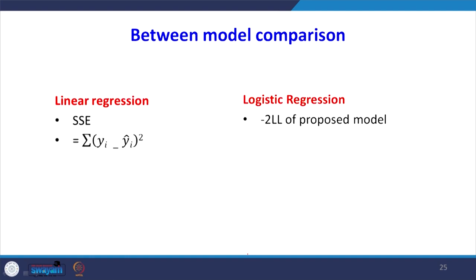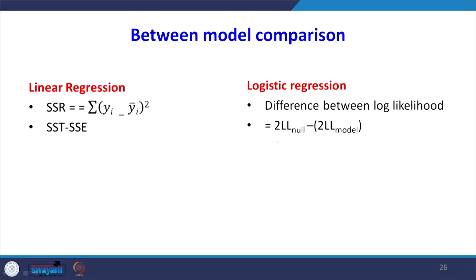Another difference between logistic and linear regression is SSE. This I have also explained in my previous slide. In linear regression we say SSE, in logistic regression we say minus 2LL of a proposed model. If it is lesser, then the model is good. In linear regression we say SSR. In logistic regression we say the difference between the log likelihood of the null model and the model after introducing the one independent variable.